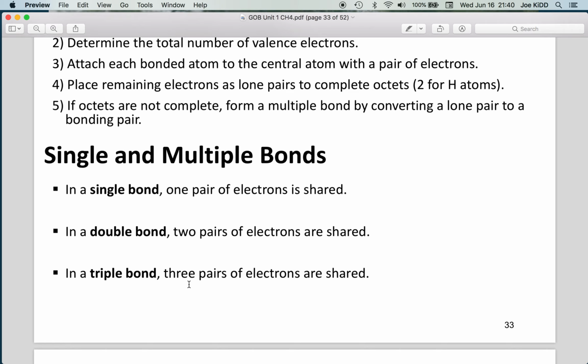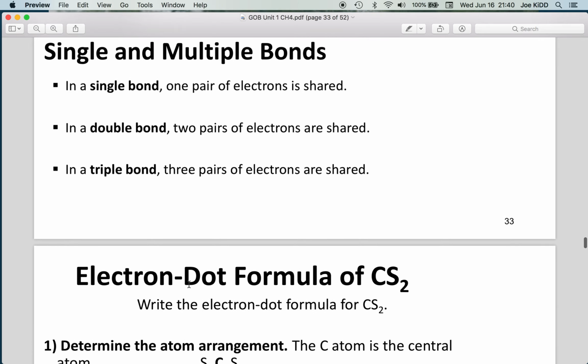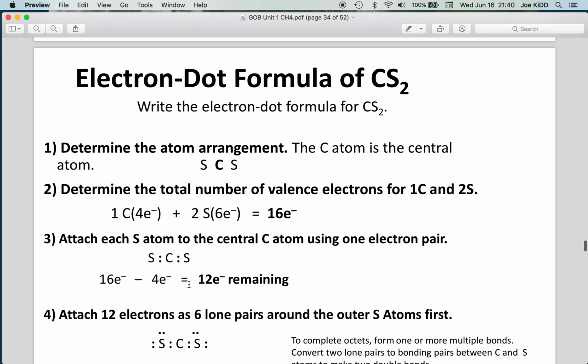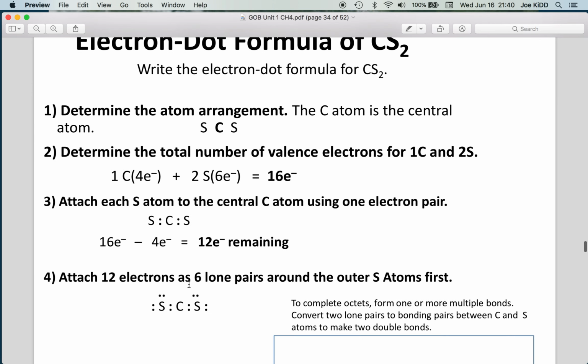I have a really good resource worksheet for you in the resources section for Unit 1 that goes into a lot of detail with a lot of examples on drawing covalent compounds, so I encourage you to look at it. We'll go through and do a dot diagram for this carbon disulfide just to help give you some grounding in what we're talking about.